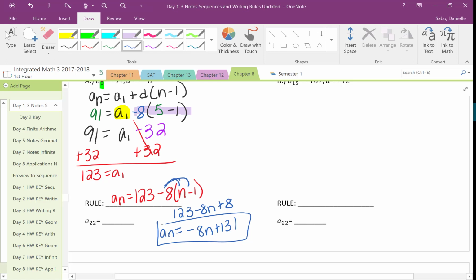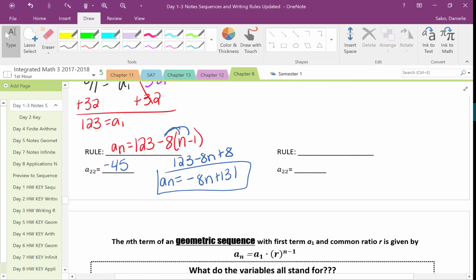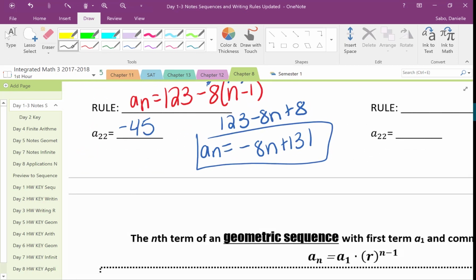So we always need A1 and D to be able to write the rule. If you don't have those things, you have to use what you have to find it. Now find the value of the 22nd term. Just gotta plug it into whatever you have. See how I have that? You want to plug in 22. That's what that is. Same answer.